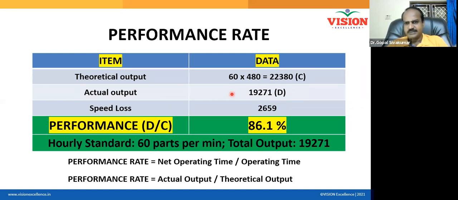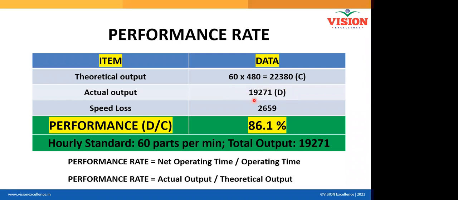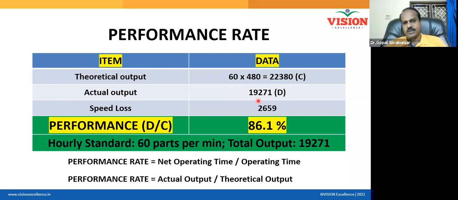Actual output is the units produced. Will you have this number available in your factory? Yes or no? Yes, sir. Yeah, this will be available. Every day the people will report to you the total units produced. So total units produced is 19,271 against 22,380.